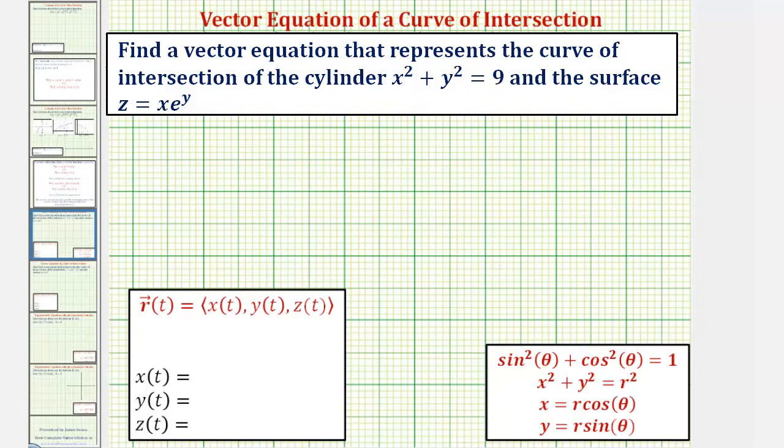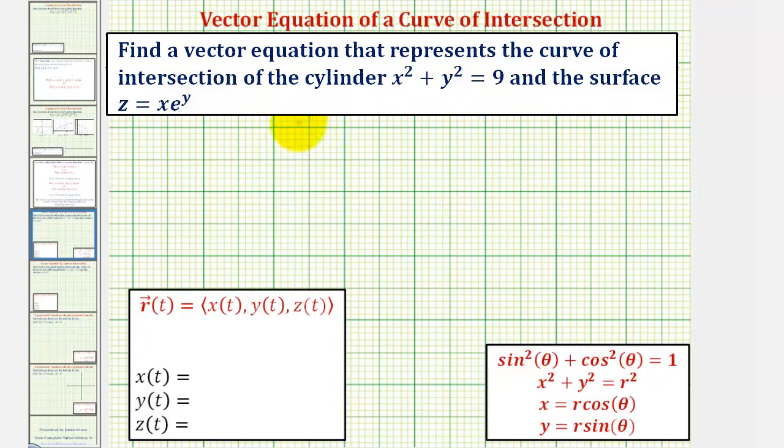Notice in 2 dimensions this would be a circle where the equation is in the form x squared plus y squared equals r squared, where r squared would be 9 and therefore r equals 3. And since we also know x equals r cosine theta and y equals r sine theta, we can define x as x equals 3 cosine t and y equals 3 sine t. And we can verify it would satisfy the equation using our trig identity here.